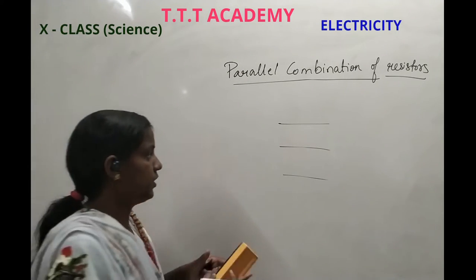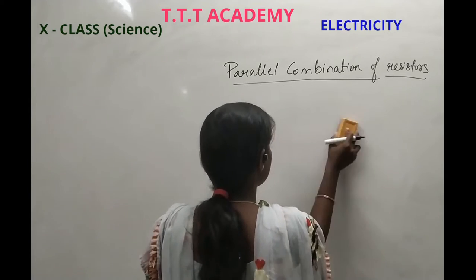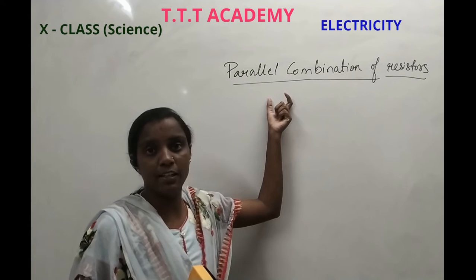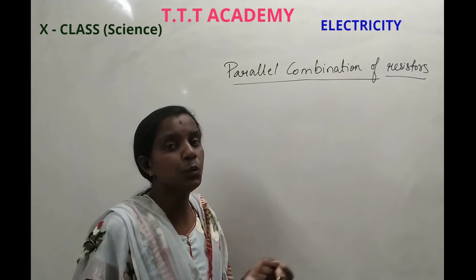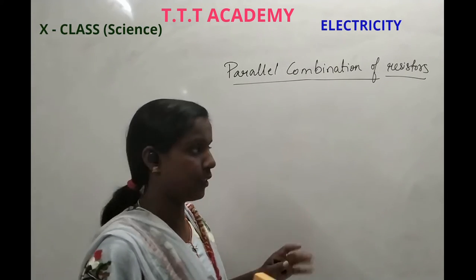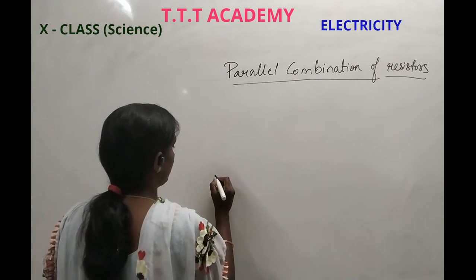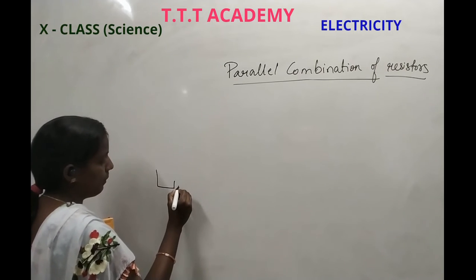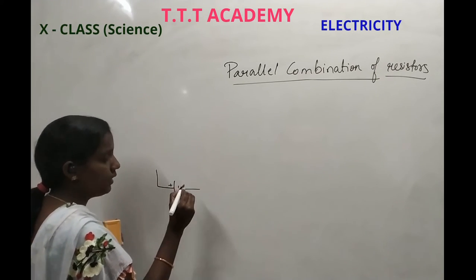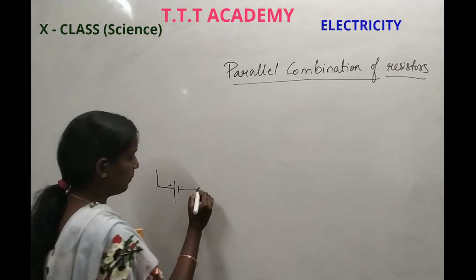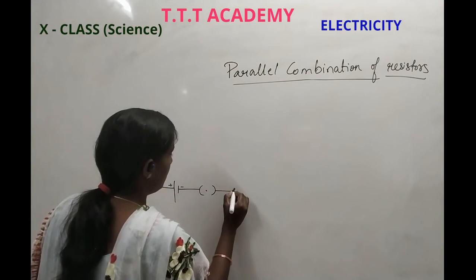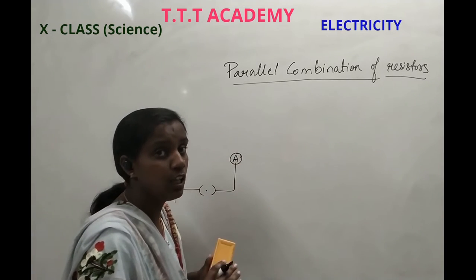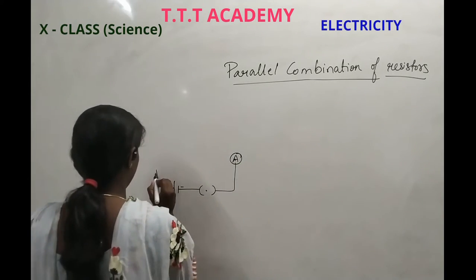Okay. Now see children, as soon as they ask you to explain the parallel combination of resistors, you are to draw the circuit. Now when you come to the circuit, what are you going to do? First, you are going to draw a battery, one positive terminal, another one negative terminal, and a switch is there. An ammeter is connected to find out the amount of electric current.